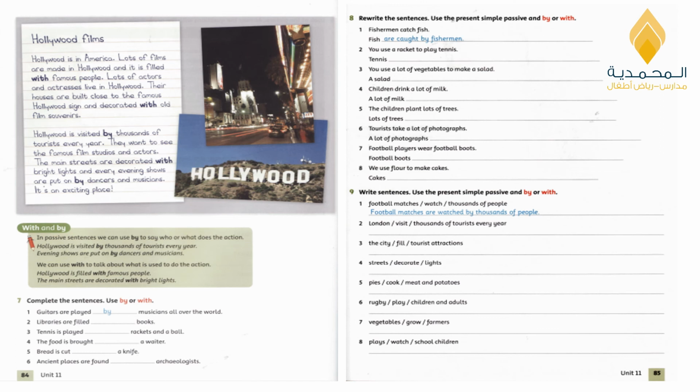Let us read first. Hollywood films. Hollywood is in America. Lots of films are made in Hollywood, and it is filled with famous people. Lots of actors and actresses live in Hollywood. Their houses are built close to the famous Hollywood sign and decorated with old film souvenirs. Hollywood is visited by thousands of tourists every year. They want to see the famous film studios and actors. The main streets are decorated with bright lights, and every evening shows are put on by dancers and musicians, and it is an exciting place.